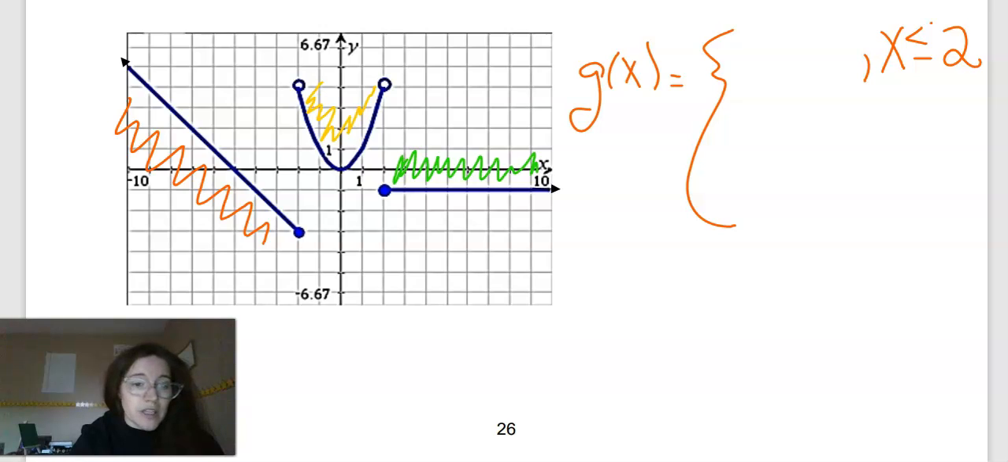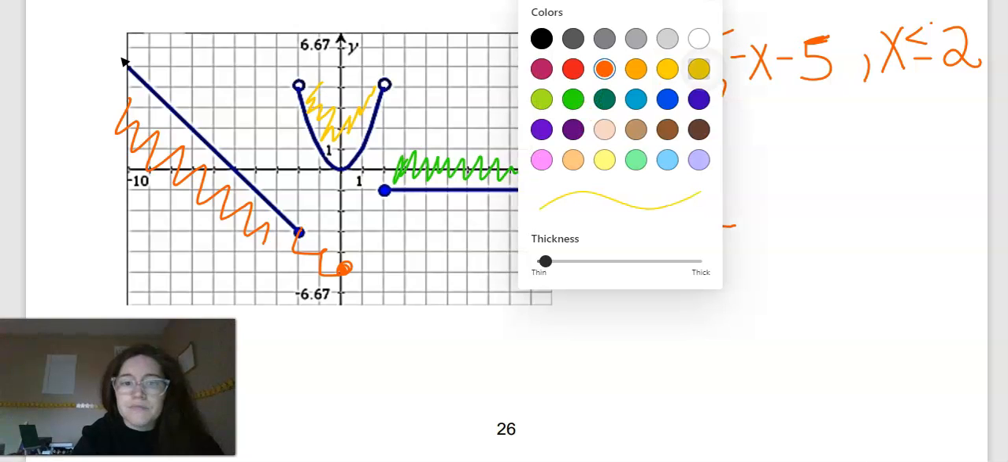Now, here's another way. You can pick 2 points and do the process we did, or you can identify pretty quickly the slope is 1, 2, 3, 4, 5. So -5. So that's a line with -x. What did I say? 1, 2, 3, 4. No, sorry. -5. So there's the orange one. Ta-da! Moving on to yellow.